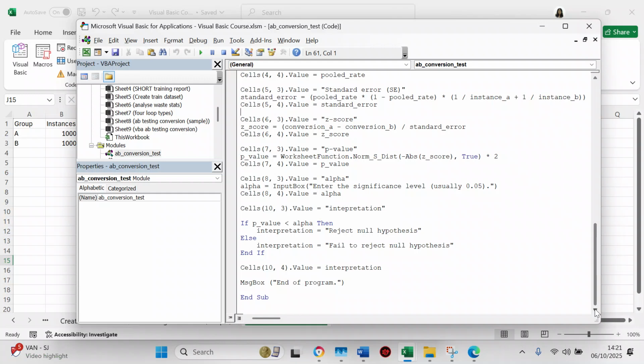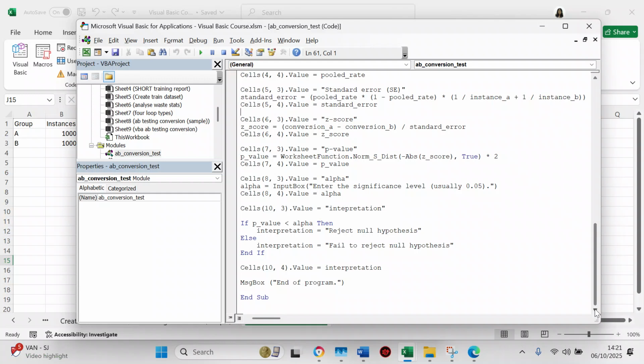And then cells 8,3 .Value = alpha. Alpha equals InputBox: enter the significance level, normally 0.05. And cells 8,4 .Value = alpha. Cells 10,3 .Value = interpretation.